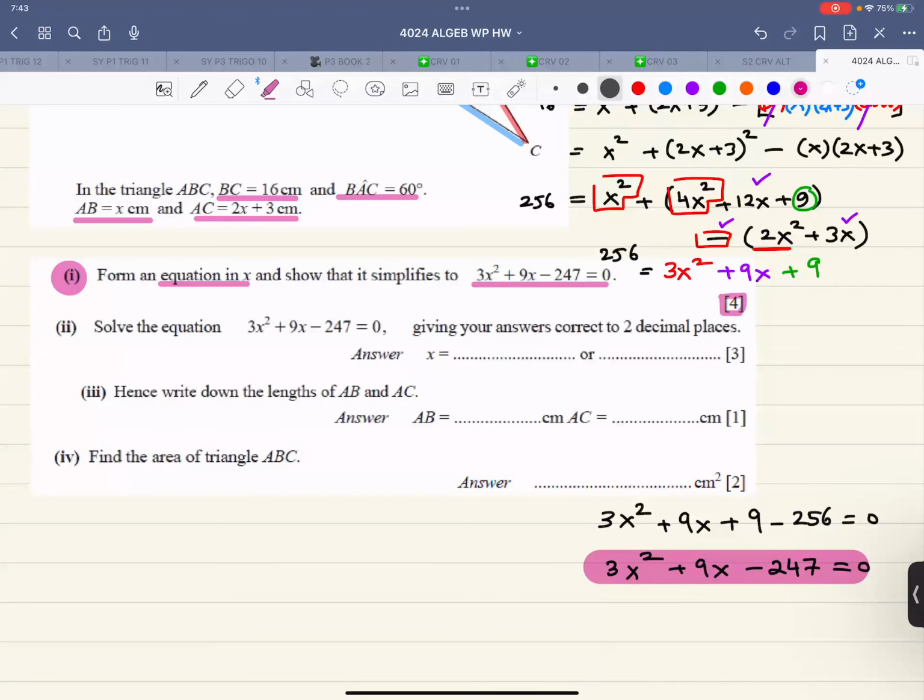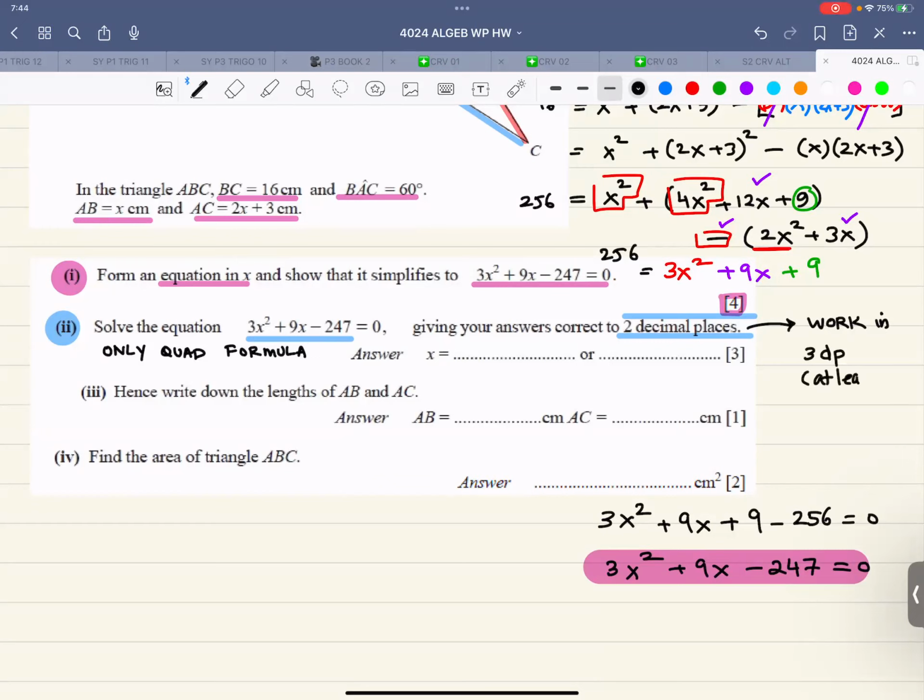Let's focus on the next part. For the next part, the question says, solve this equation, giving your answer correct to 2 decimal places. Whenever it's written that give your answer to a certain level of accuracy, that means only the quadratic formula is the way to get the answer. It won't factorize. And secondly, when it says give the answer correct to 2 decimal places, therefore work in at least a level of accuracy more, which in this case is 3 decimal places.